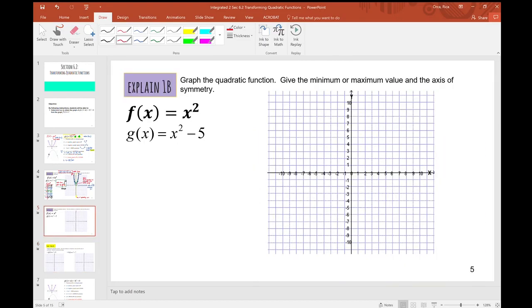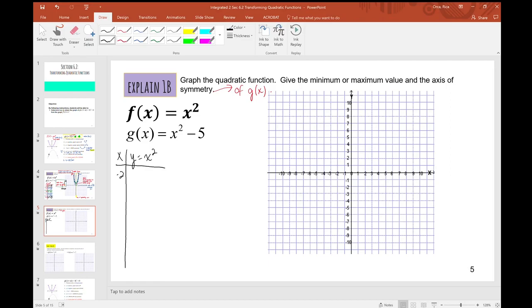Explain 1b. Graph the quadratic function, give the minimum or maximum value, and the axis of symmetry. For this problem, I want to find all the key parts of just g of x. So let's graph g of x by using transformations again. We know f of x equals x squared is, you can make the table, or you can refer back to the previous problem, or you can just memorize the table.